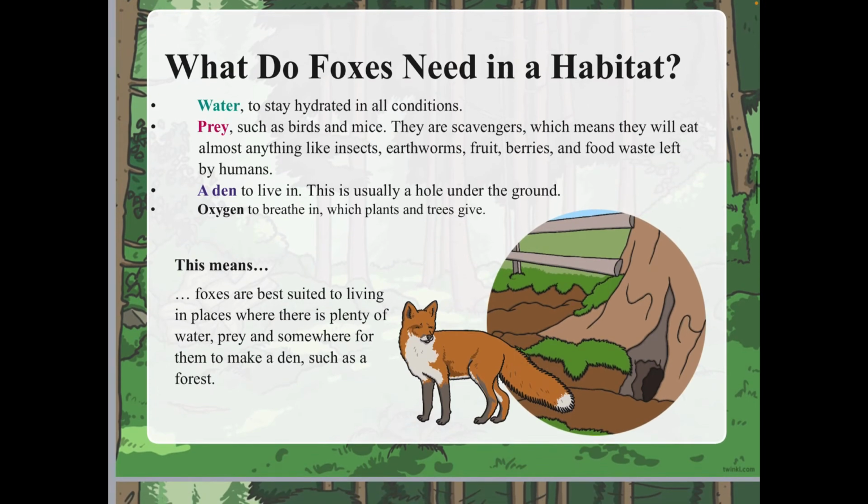The next animal we're going to look at is a fox. What do foxes need in a habitat? They need water, again, just like we do. They prey on birds and mice, so they like birds and mice to eat. They are also scavengers, which means that they will eat almost anything like insects, earthworms, fruit, berries, and food waste left by humans.